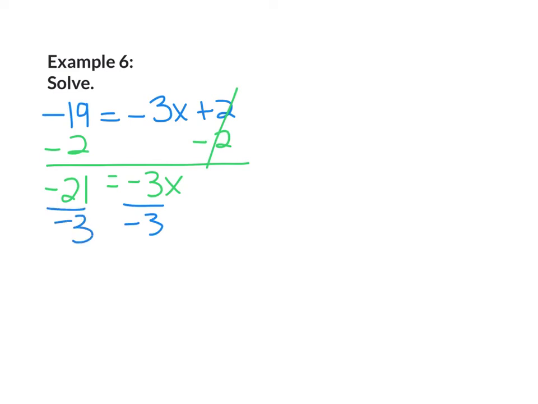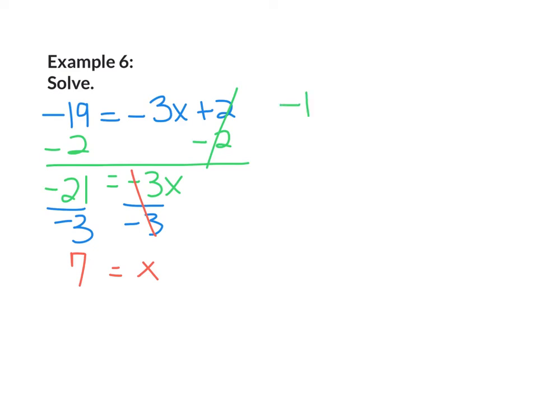So when I divide negative 3 divided by negative 3, that gives me a positive 1. They just cancel out. So x is going to give me negative 21 divided by negative 3 gives me a positive 7. So x should be 7. However, I need to go back and check my work to make sure I did it correctly. So I'm going to plug 7 into the original equation.